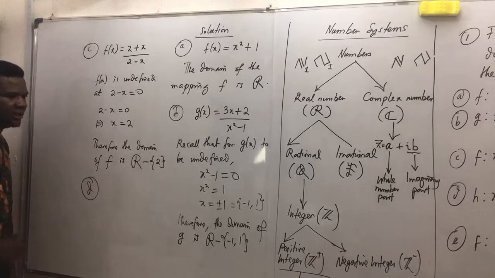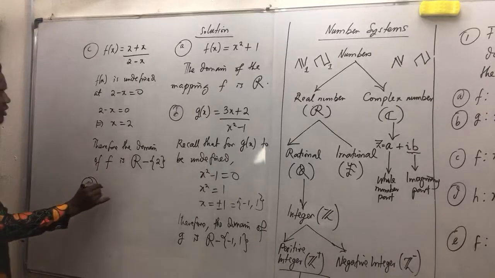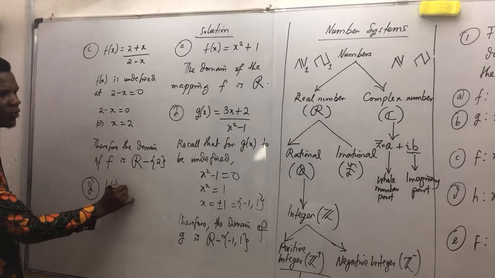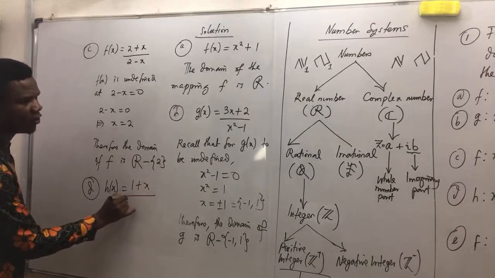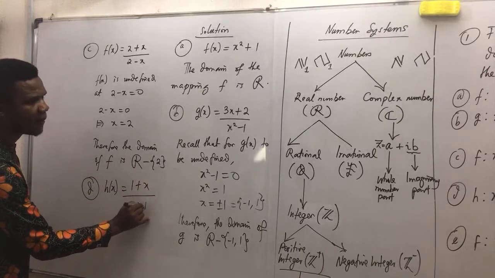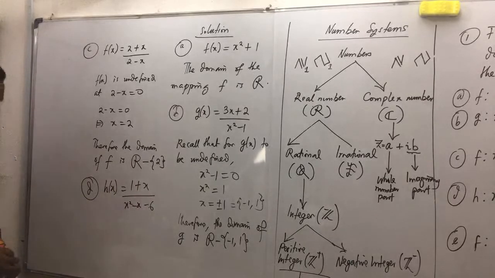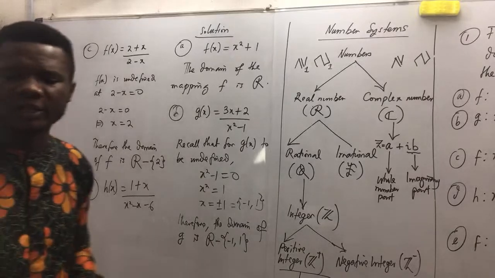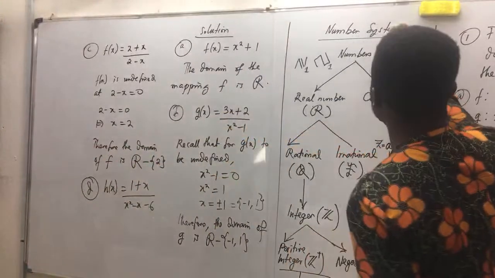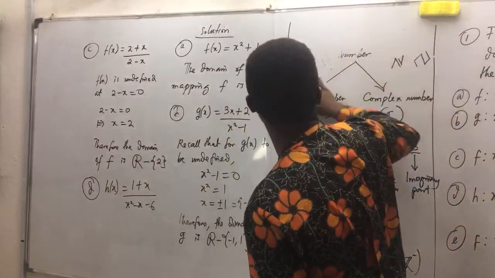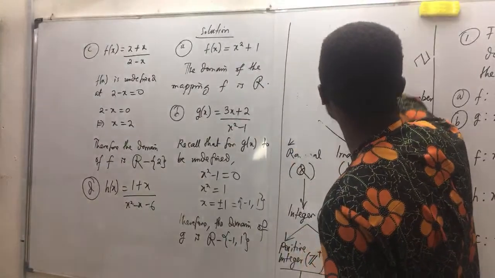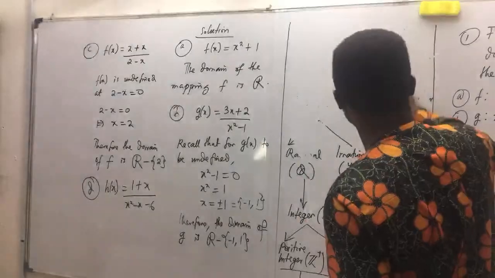Now let's go to D. In D, there is a function h of x equals 1 plus x all over x squared minus x minus 6. So you are asked again to find the domain of definition of that function. The same thing again applies. This function is a rational function. In this case, I'm going to bring the solution here. So let's tackle the problem over here.